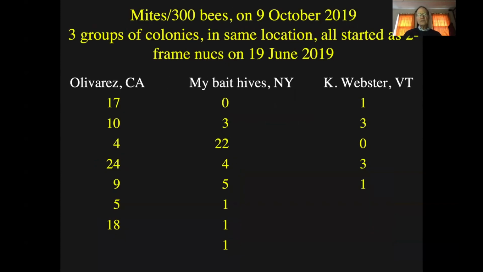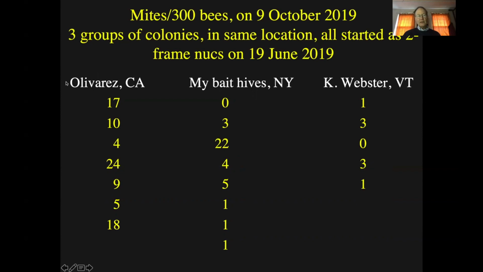Oh yeah, here we go. In summer of 2019, I did a small experiment where I set up 3 groups of colonies, and I set all these colonies in each group in the same location. They all started as 2-frame nukes on the 19th of June, 2019. But the way the colonies of the 3 groups differed is where their queen came from.